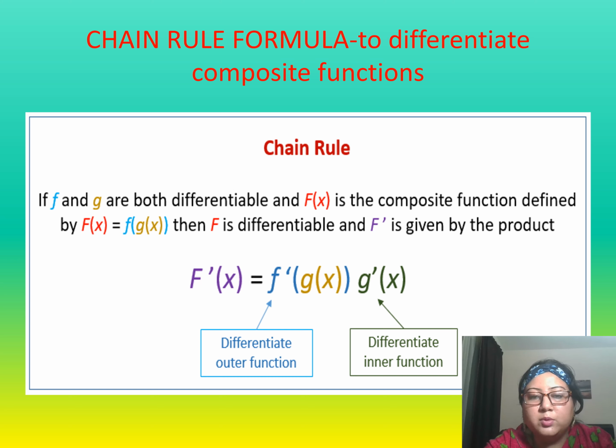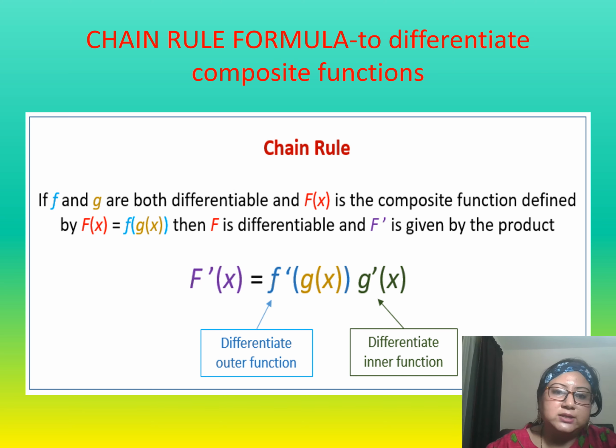If f and g are both differentiable functions, so I'm talking about small f and small g functions, which are highlighted on the screen for you with blue and mustard shade, and capital F of x is the composite function which is defined by f of g of x, then F is differentiable and the derivative of the capital function F, or F prime, which is the derivative of the composite function, is given by the product f prime of g of x multiplied with g prime of x.